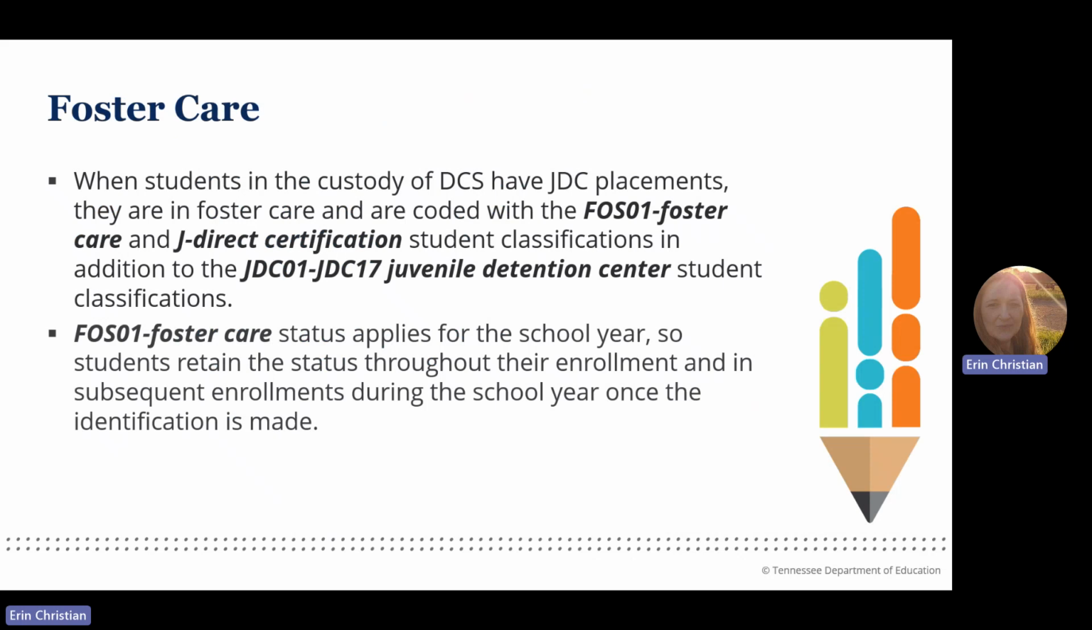Foster care. When students in the custody of DCS have JDC placements, they are in foster care and are coded with the FOS 01 foster care and J direct certification student classifications in addition to the JDC 01 through JDC 17 Juvenile Detention Center student classifications. FOS 01 foster care status applies for the school year, so students retain the status throughout their enrollment and in subsequent enrollments during the school year once the identification is made.